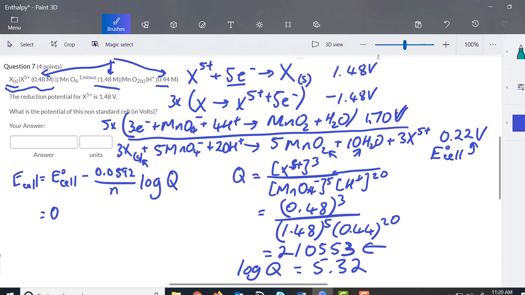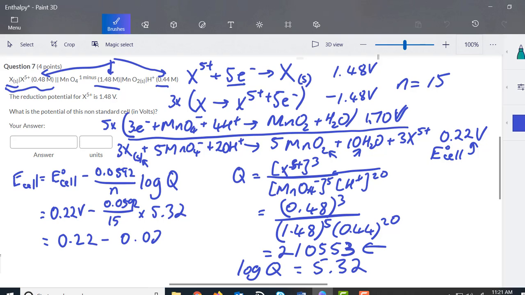Now the E0 cell, that's 0.22 volts, minus 0.0592 over 15. I told you that was the N value, N equals 15. The number of electrons transferred in the balanced equation, multiplied by 5.32 over here. This will come out to be 0.22 minus 0.0210. When we adjust this for significant figures, that's 2 decimal places, that's 4 decimal places, the answer comes out to 2 decimal places. It'll be 0.20 volts.